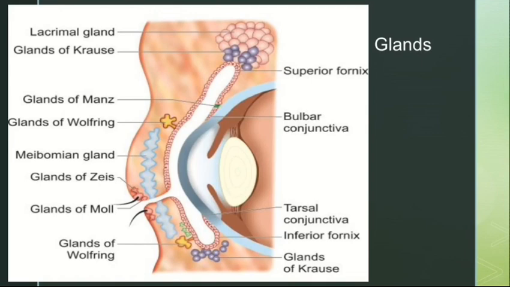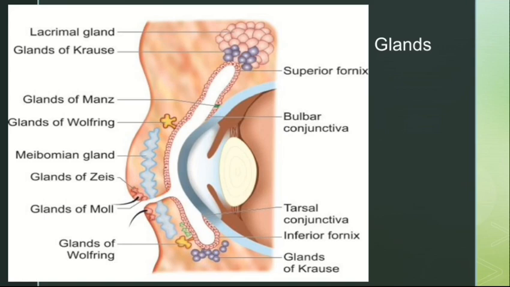The conjunctiva has two types of glands: accessory glands and mucous glands. Accessory glands secrete the aqueous layer of the tear film, and mucous glands secrete the mucus. Accessory glands include the glands of Krause and the glands of Wolfring. Glands of Krause are present in the subconjunctival connective tissue in the upper fornix and lower fornix.